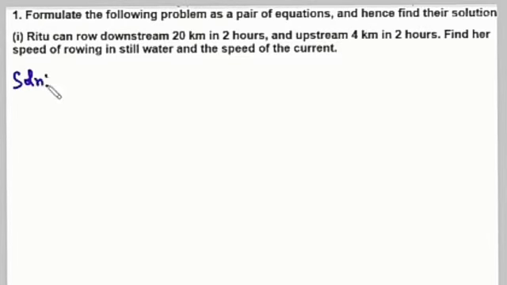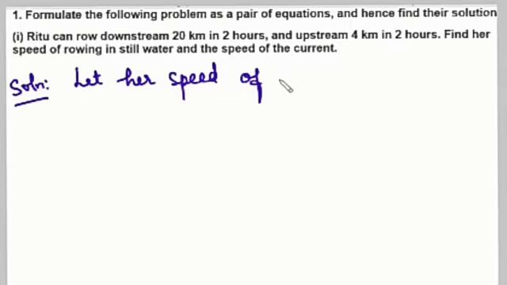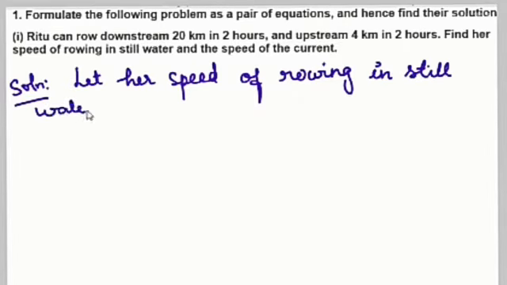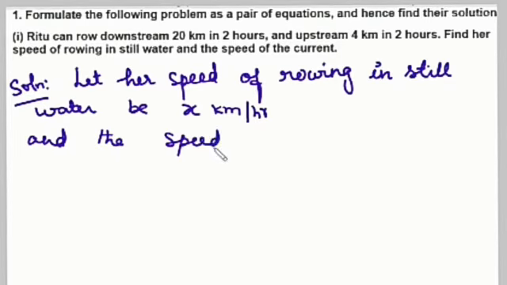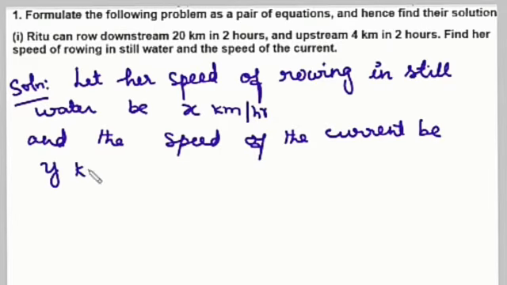I am going to solve this. Let her speed of rowing in still water be x kilometer per hour and the speed of the current be y kilometer per hour.